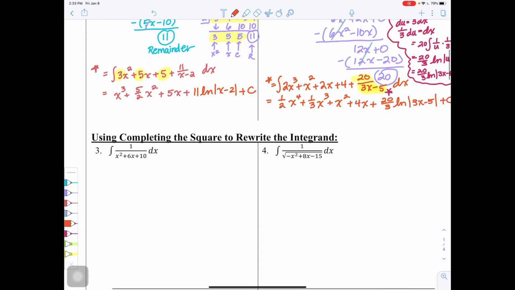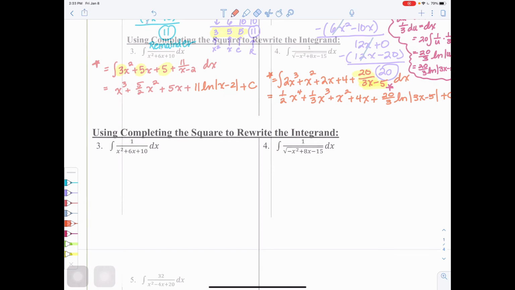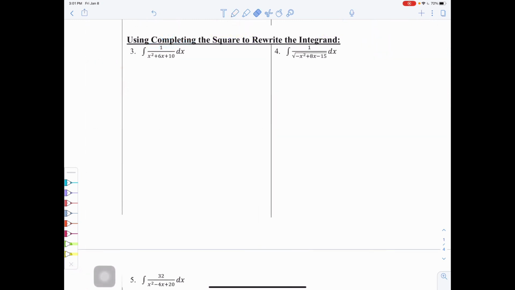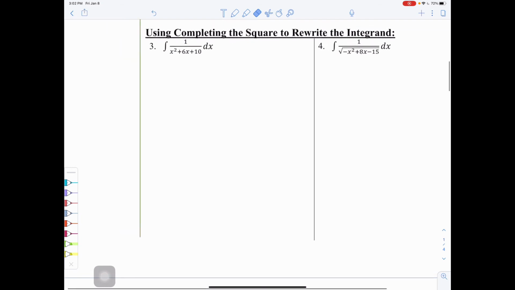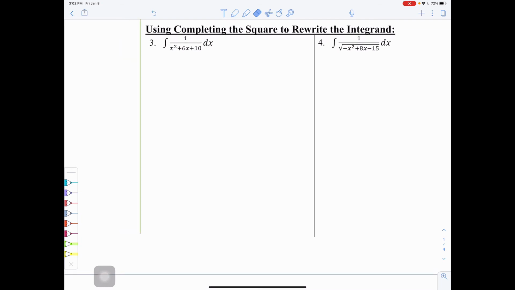Okay, let's go to our second and last. So now we'll try the technique of completing the square to help us rewrite the integrand. So in number 3, we can see that we have a rational expression and the derivative of the denominator is definitely not in the numerator. So it looks like we're going to have to do some other work. Division would not work either. So we're going to go ahead and complete the square.